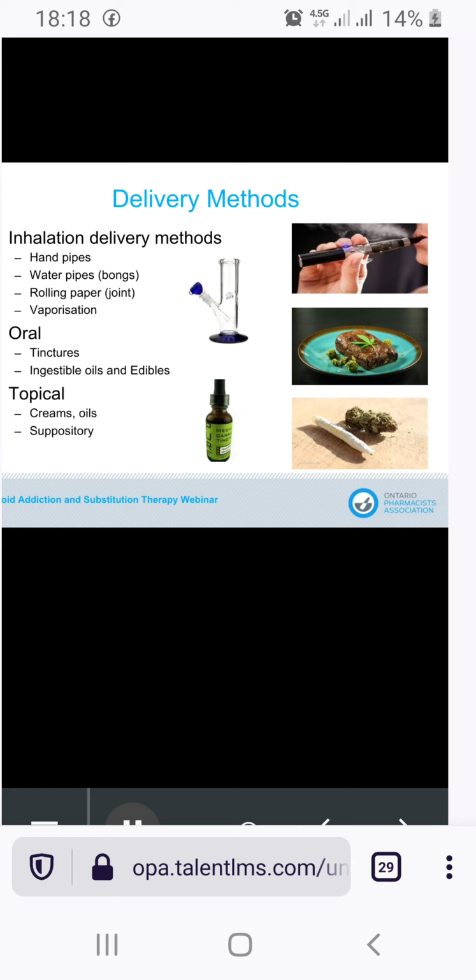Now, the absorption rate varies between the delivery routes. So certainly absorption of inhalation is much faster, within a few moments or minutes, and it lasts about maybe 30 minutes to 4 hours. Contrast that to oral intake. So if a patient were to ingest cannabis, the onset is about 30 minutes to closer to 2 hours, lasting 3 to about 12 hours. So again, depending on how they take it will affect the kinetics.